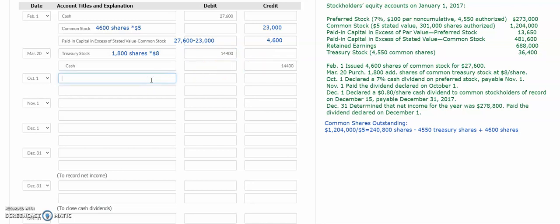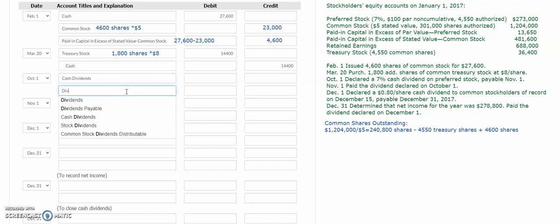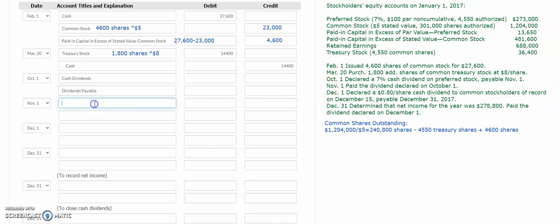Next, on October 1st, the company declared a 7% cash dividend on preferred stock. So every time we have a declaration of preferred stock dividends, we're going to debit our cash dividends and credit dividends payable. And if I look ahead, I can see that on November 1st, we actually end up paying that dividends payable with cash. So now we have to come up with our dollar amount for the dividends payable.